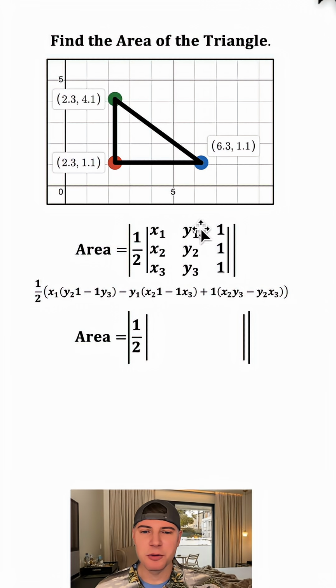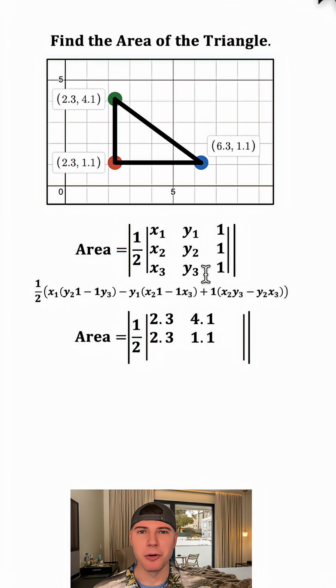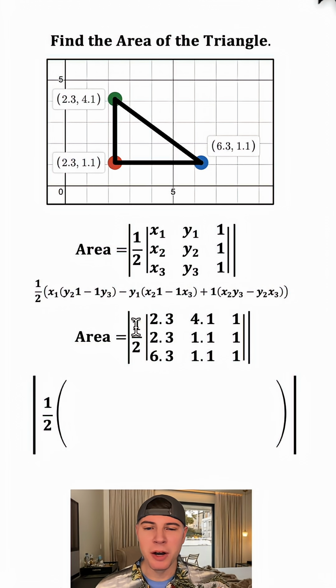In the place of x1, y1, we can plug in this point, 2.3, 4.1. And then for x2, y2, we can do this point. It'll be 2.3, 1.1. And then for x3, y3, we can do these coordinates. It'll be 6.3, 1.1. And then the last column is all ones. And now we're going to do 1/2 times the determinant of this 3 by 3 matrix.